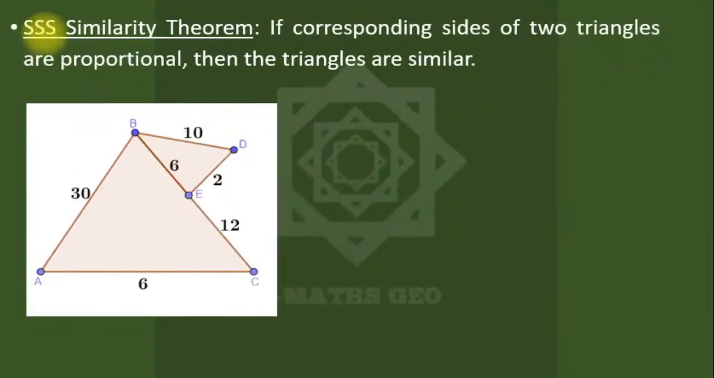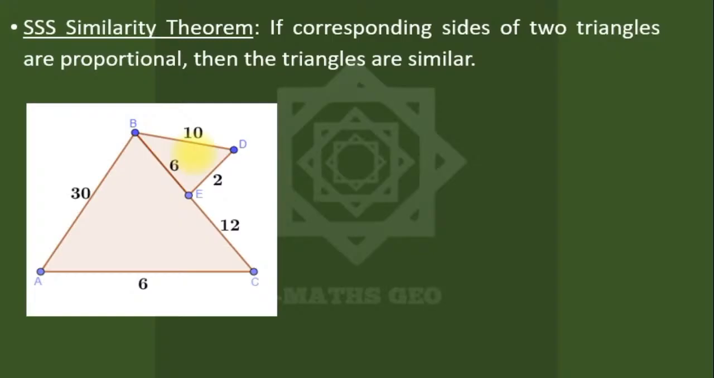The third one is the SSS similarity theorem. It says if corresponding sides of two triangles are proportional, then the triangles are similar. Here we're not talking about angles now. Once the sides are proportional, if the ratios are equal, it means they are similar, even without knowing the angles. So let's check.